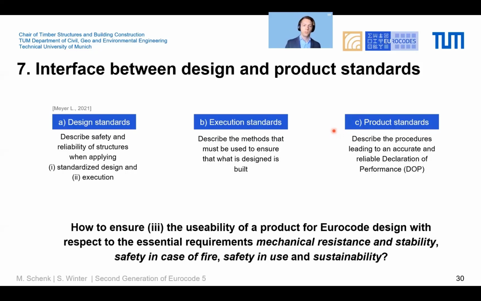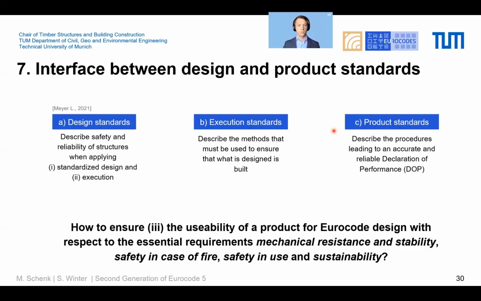But the important question remains how to ensure the usability of a product for Eurocode design with respect to the essential requirements defined in the European Construction Products Regulation: mechanical resistance and stability, safety in case of fire, safety in use, and sustainability.